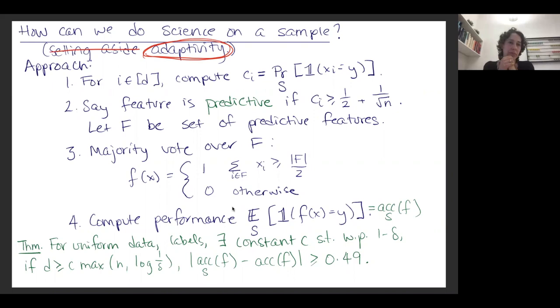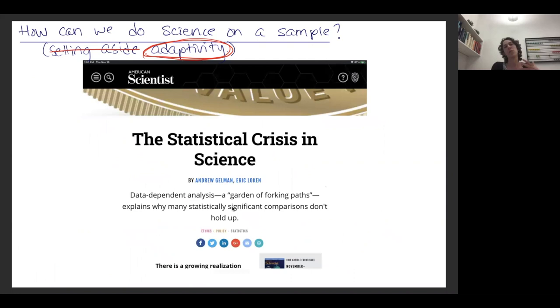So again, adaptivity. How did adaptivity bite us here? What happened? Somehow, once you make the data set rich enough, there are going to be some arbitrary correlations between columns and the labels that we're trying to predict. And we're going to find those arbitrary correlations in our data set. They're not going to hold on the underlying distribution. We can mislead ourselves very, very easily with adaptivity. And this is a pattern that emerges over and over and over again. And it's been blamed for what's been labeled the statistical crisis in science.